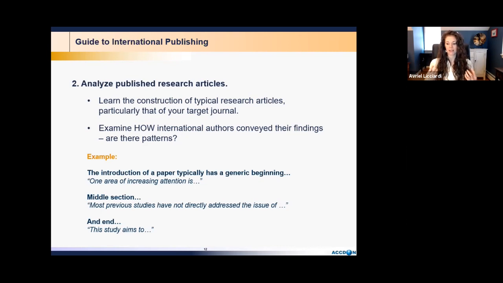So this is where you highlight the importance of the research that you're doing. The middle section of the introduction is where you highlight that gap in knowledge. So, "Most previous studies have not directly addressed the issue of blank." So after you highlight the significance, you state, oh, but there's a missing gap in knowledge. And then at the end, you clearly state what your specific study aims and objectives were, which is what I have for that third point. This is a very common pattern that you see in an introduction, and one that you can strive to use in your own writing for publishing in international journals.